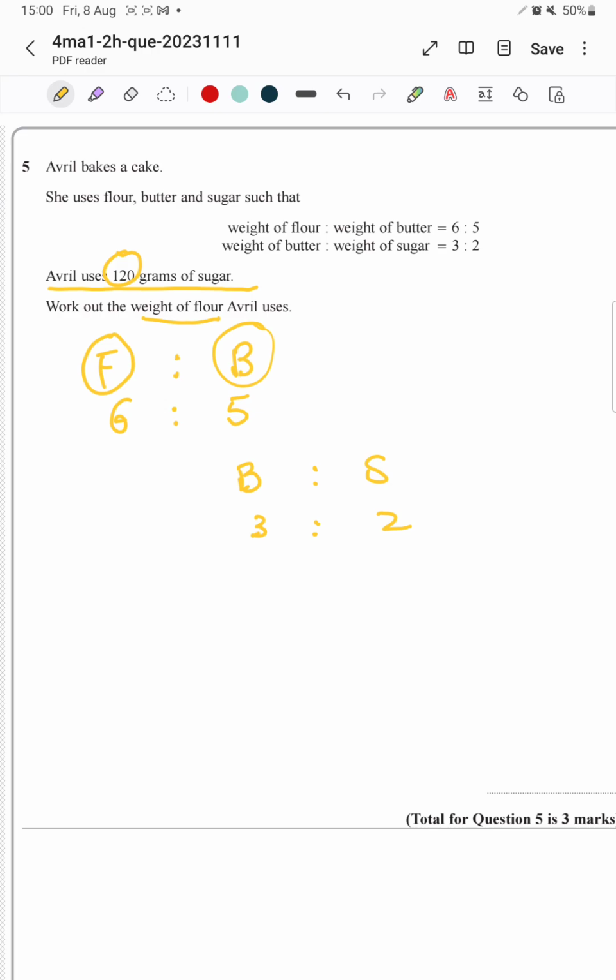First of all, because they have given the sugar and they are asking for the weight of flour, we have no direct connection between flour and sugar, but we can find it in terms of ratio. Here the part of the butter is 5, and here the butter part is 3. Which number can I multiply so that they become the same? I can times it by 3 and here I can times by 5. But because it is a ratio, if you times this one by 5, you need to times this part also by 5, and here you are times by 3, so you have to times this also by 3.